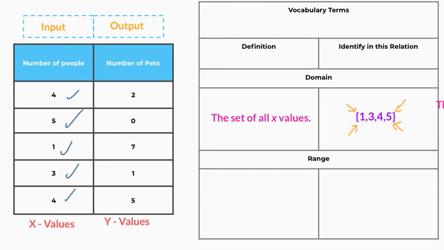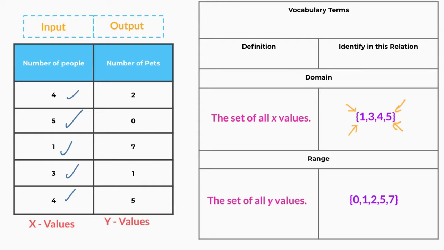Now let's take a look at the range. The range is going to be the set of all y values. And again, you write the numbers in order from least to greatest. And again, I've put the braces around the outside. So again, the domain is the set of all the x values. The range is the set of all y values.